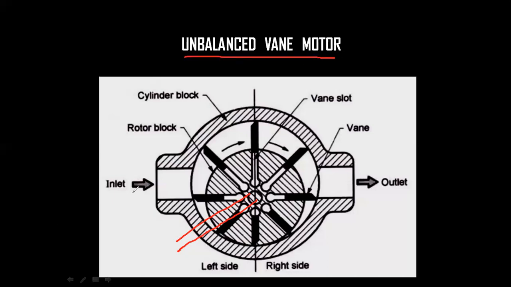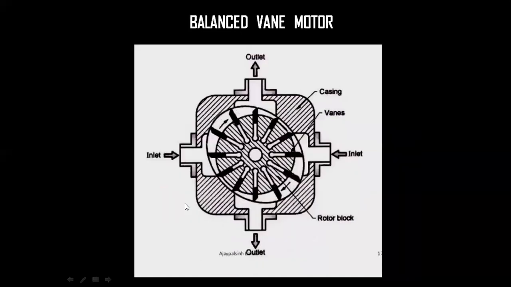Okay, so the fluid enters and strikes the vanes and makes the vanes rotate at higher RPM. Due to this rotation, a mechanical output is produced. After that, the fluid comes out. So this is the working of the unbalanced vane motor. Okay, I hope you all understood what I told. So next, we're going to see a balanced vane motor.